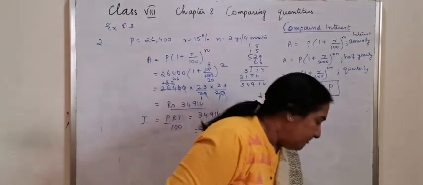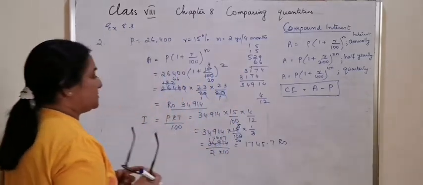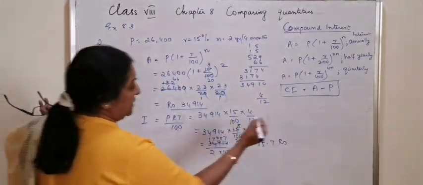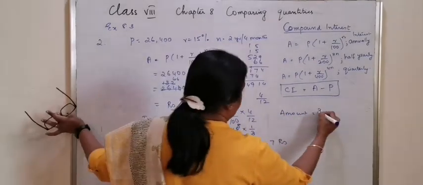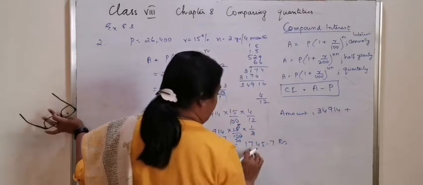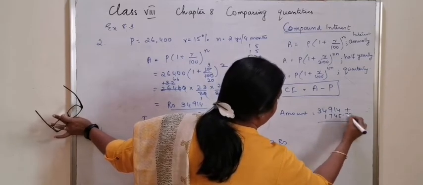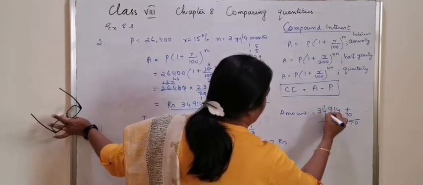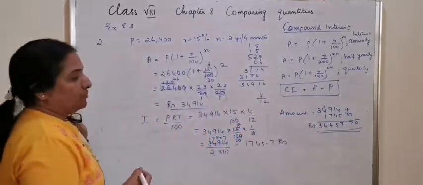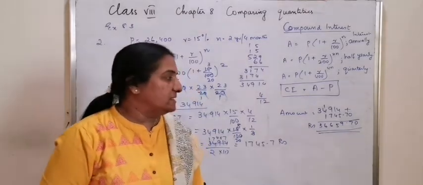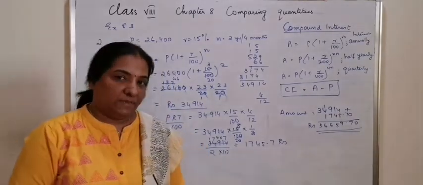And the question is, what amount she will have to pay. The amount she has to pay will be 34,914 plus 1,745.7. She will have to pay back rupees 36,659.70 at the end of 2 years 4 months.